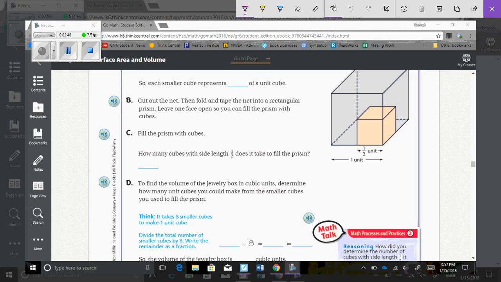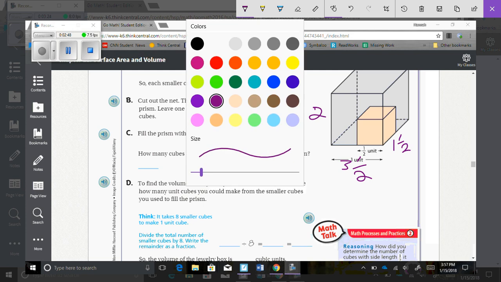Okay, so to figure out how many cubes with the side length of 1/2 it takes to fill the prism, we're going to have to convert those numbers into the 1/2 unit side lengths. So if I label this box, it had a length of 3 1/2, a width of 1 1/2, and a height of 2. Now we're going to have to turn those whole numbers into 1/2 units.